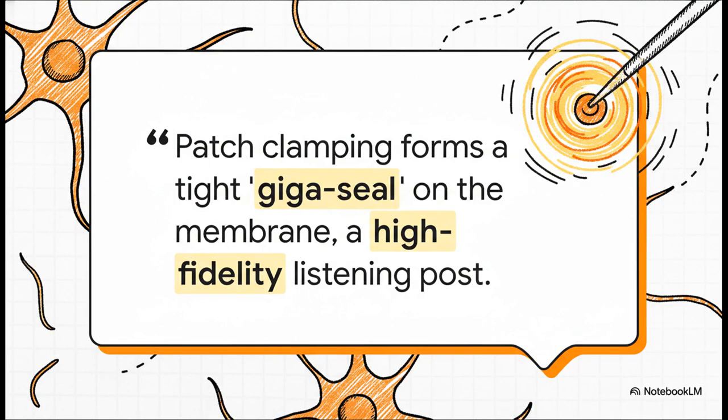One of the most powerful ways to listen from the inside is a technique called patch clamping. You use a microscopic glass pipette to form an unbelievably tight connection with the cell membrane. It's called a gigaseal because the electrical resistance is in the gigaohm range. This seal is so perfect, it electrically isolates a tiny piece, or patch, of the membrane, letting us get ridiculously clear, high-fidelity recordings from just one neuron.